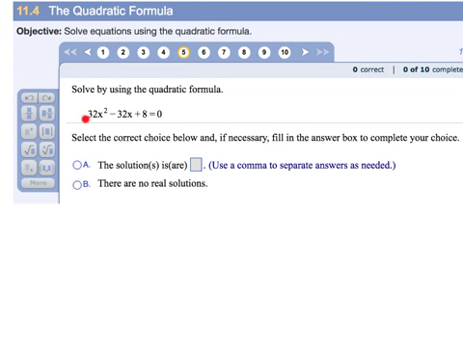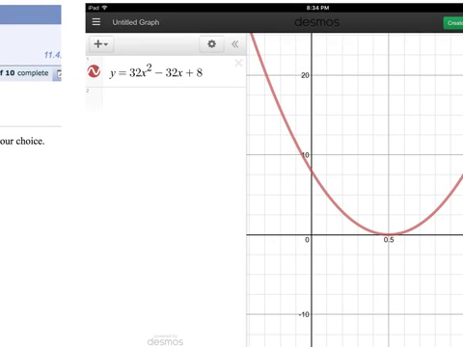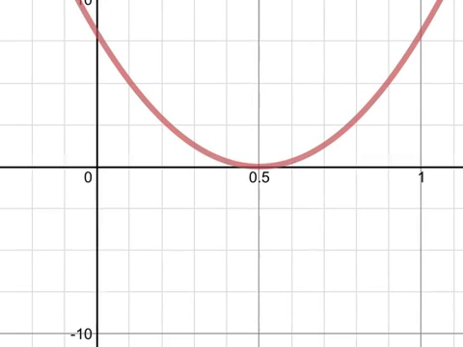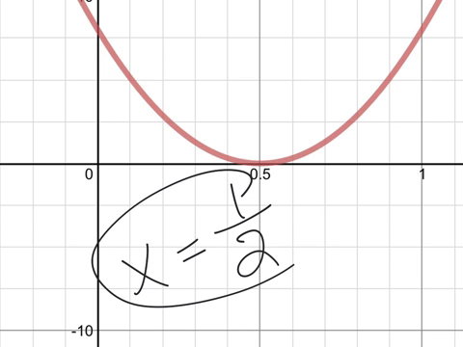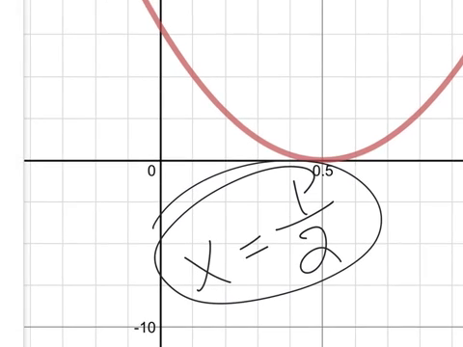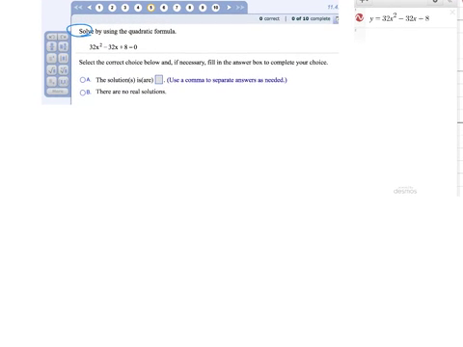All right, so the first thing we're going to do is graph this into Desmos to see where it crosses the x-axis, because that's what it means to solve. And so when we do that, we're going to graph it, and you'll notice we don't do the 0, we do y equals. And then over here, you'll notice it looks like the parabola crosses at 1/2. All right, we need fractions, not decimals. So it looks like x is equal to 1/2. So let's take a look to see how the quadratic formula does it.